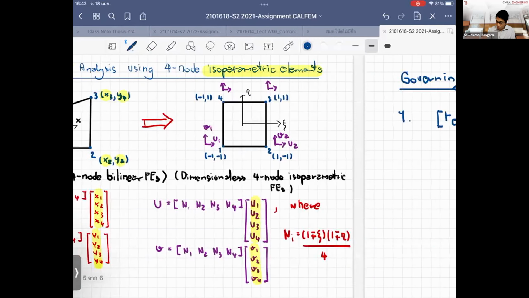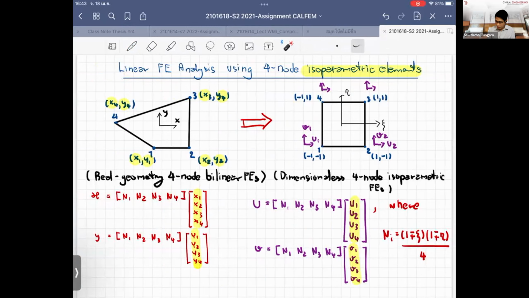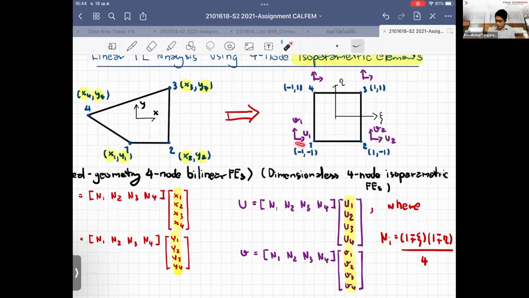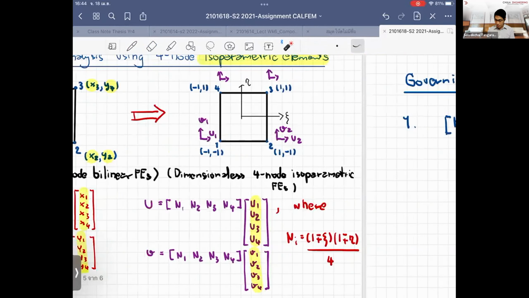Where the force is from, you see that we have the displacement at each degree of freedom. At each node, it has 2 displacements, so that's why U1 and V1. So that's why we have the force corresponding to each degree of freedom.